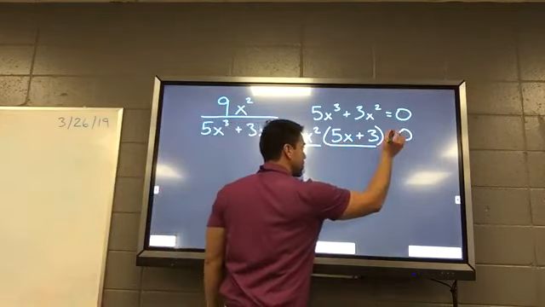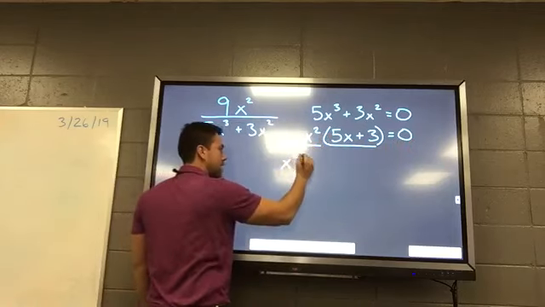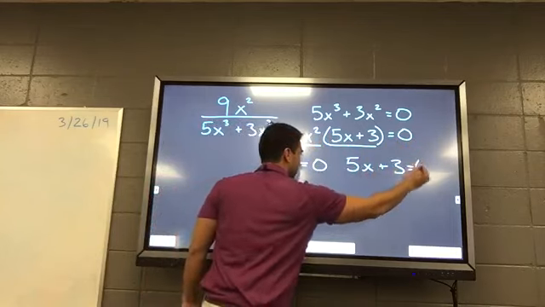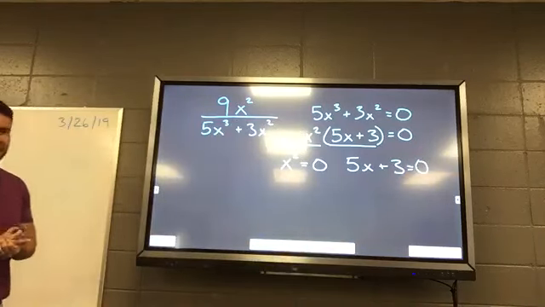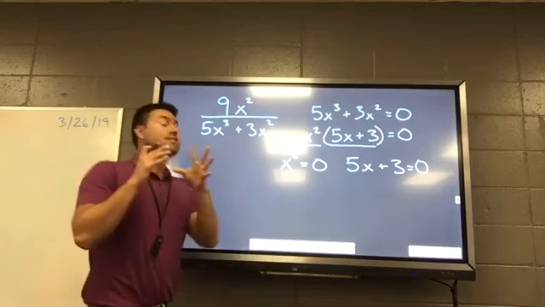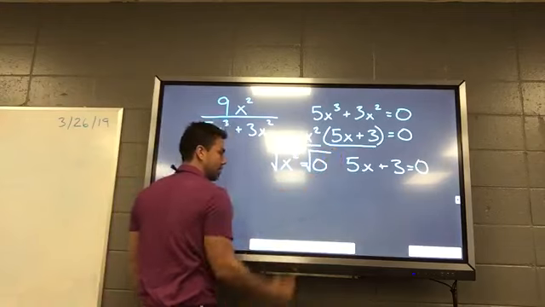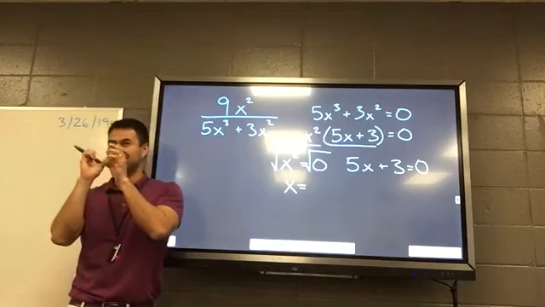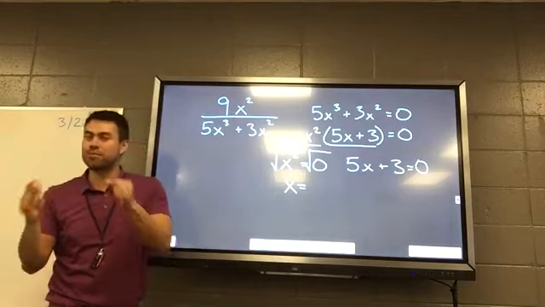This times this equals 0. So what do I know about each one of these? X squared equals 0, and 5x plus 3 equals 0, right? Solve for x on both of those. Ooh, wait, x squared. How do you solve for an x squared? What undoes squaring? Square rooting. I get x equals, technically, the square root of 0 is 0, but remember?